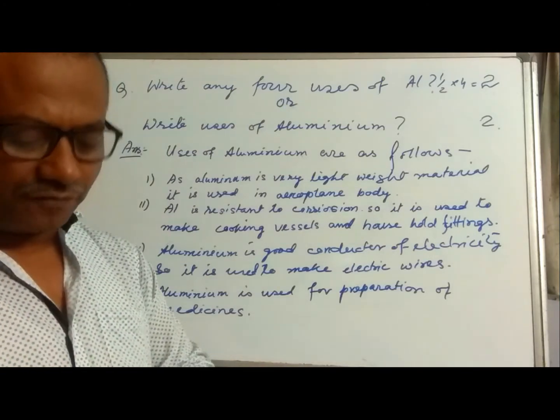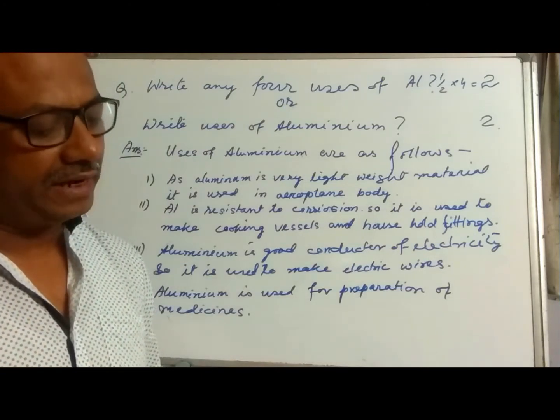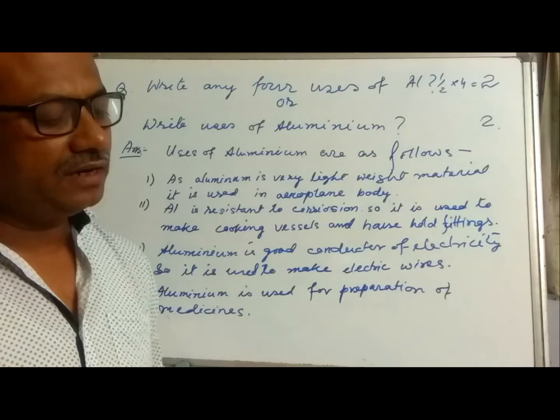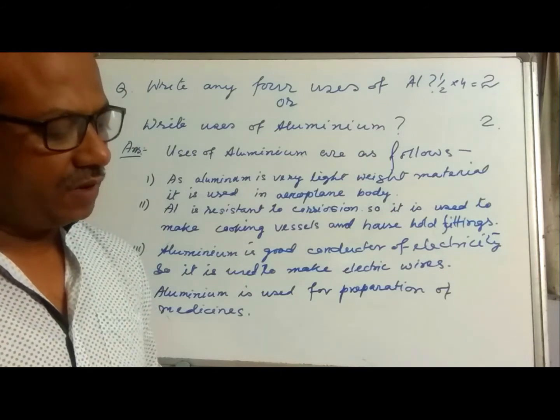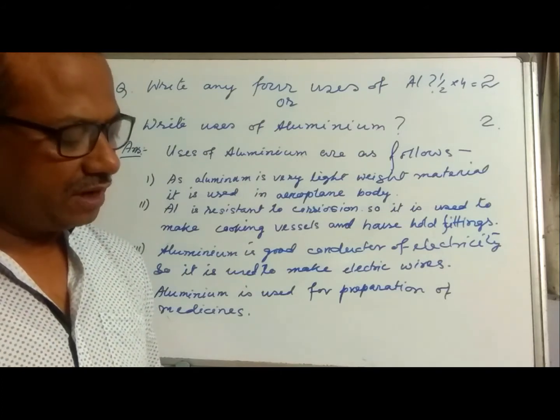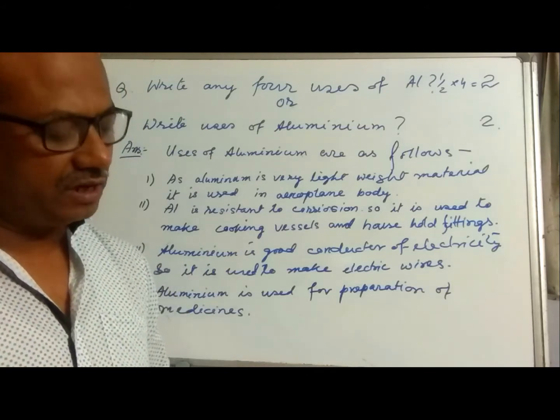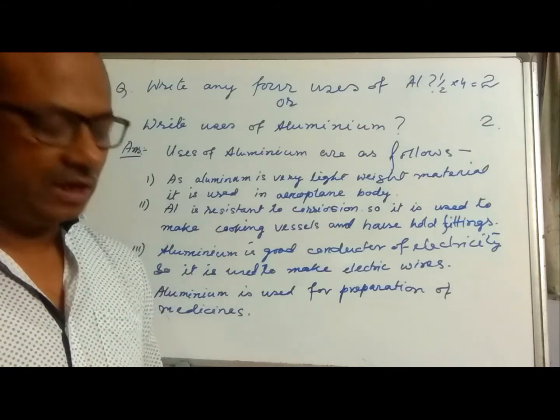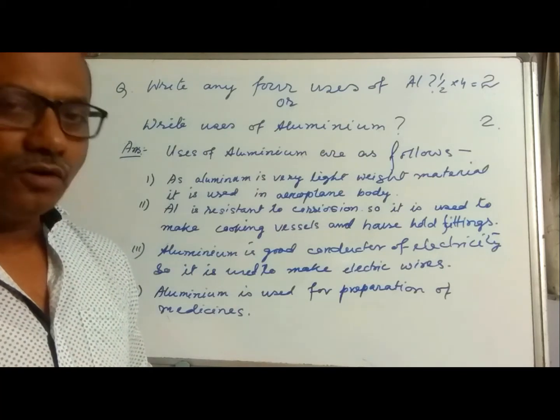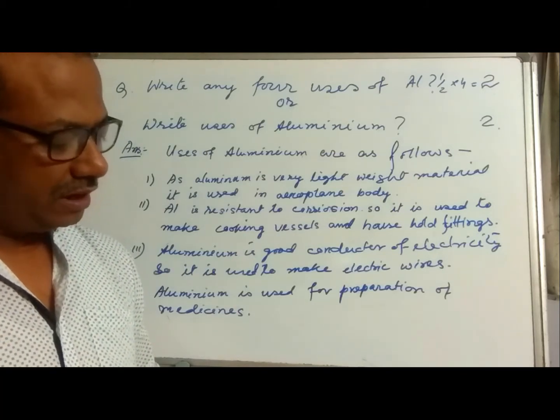What are the uses of iron? What are the uses of magnesium? What are the uses of zinc? What are the uses of lead? What are the uses of copper and mercury? These are very important ones given in your book. So read them all and note them down in your copy also.